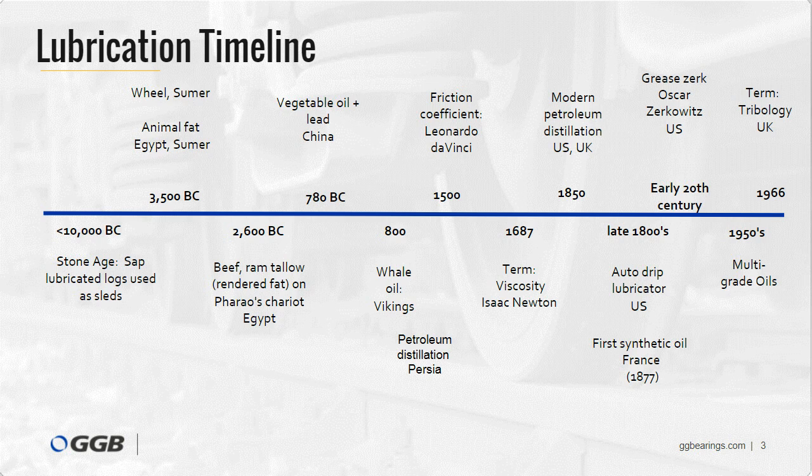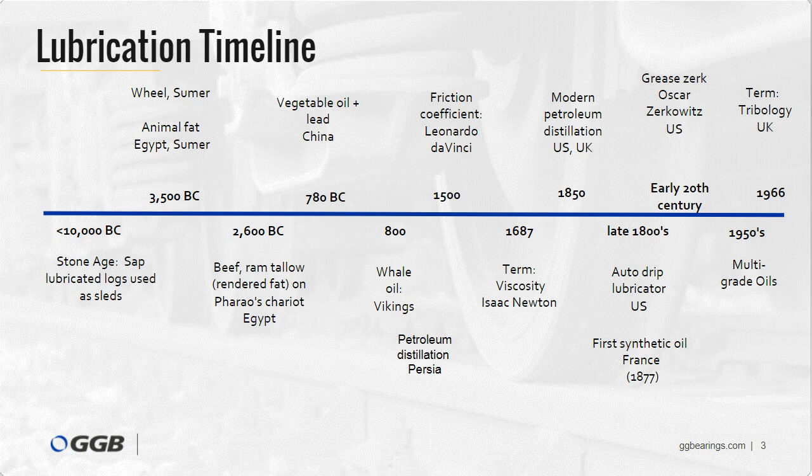And then the next big step is that up around 2600 BC, historians have found a chariot within one of the pharaoh's tombs that had rendered fat from beef or ram on it, rendered fat being boiled down animal fat to be sort of like a hard grease. And the next big step on our timeline, in China, they figured out that lead was a good lubricant, which later ended up being very helpful in even our current tribological materials. They were adding lead to vegetable oil and using that as a lubricant.